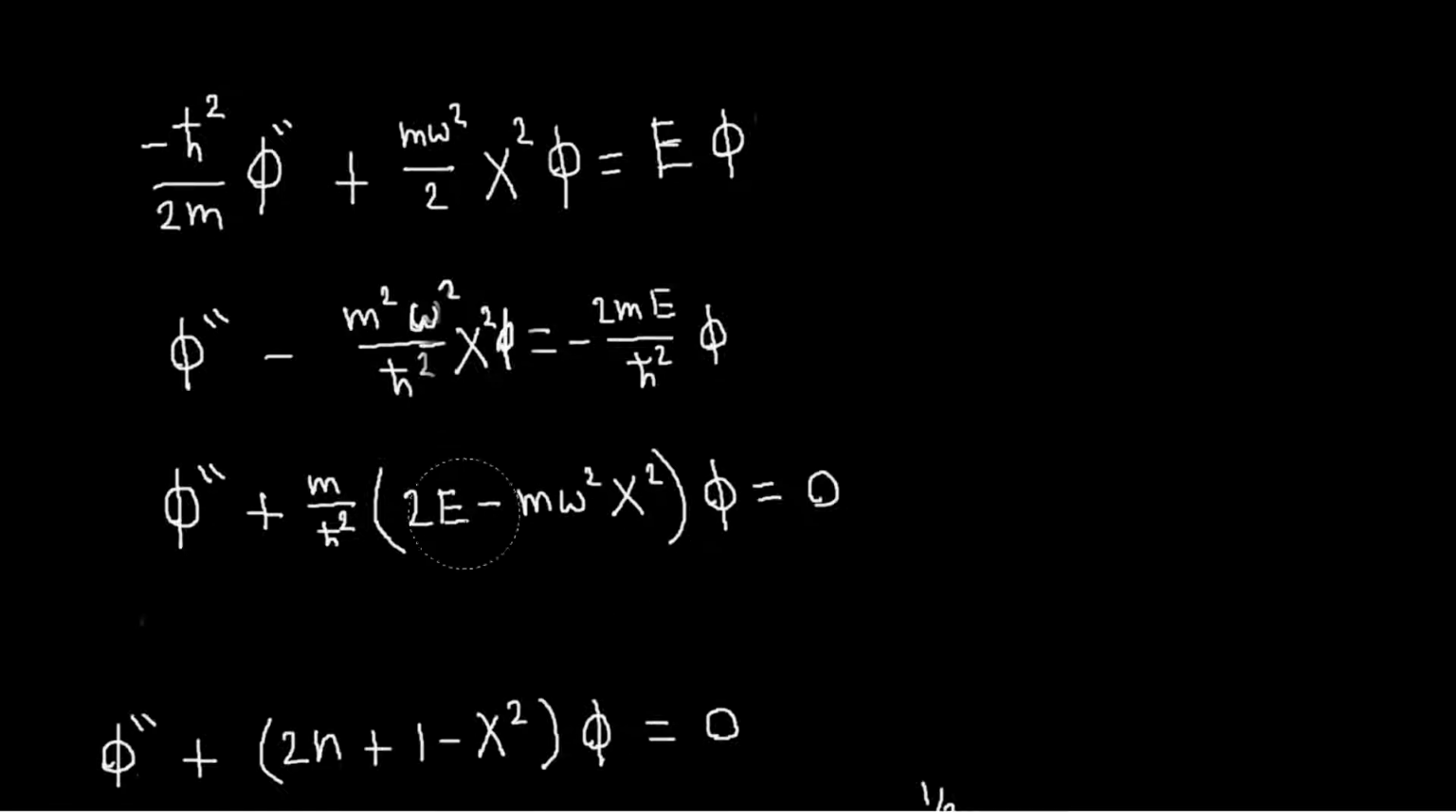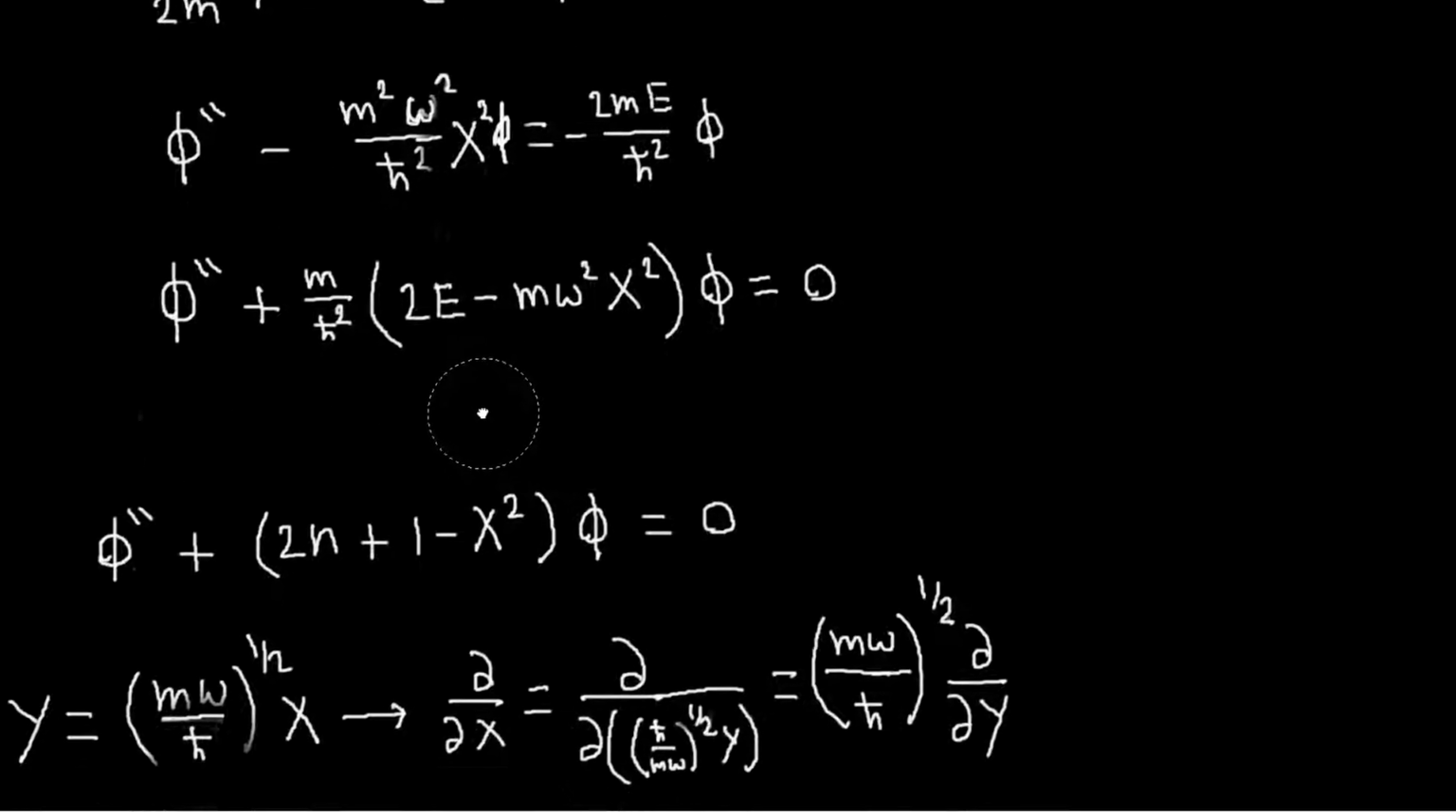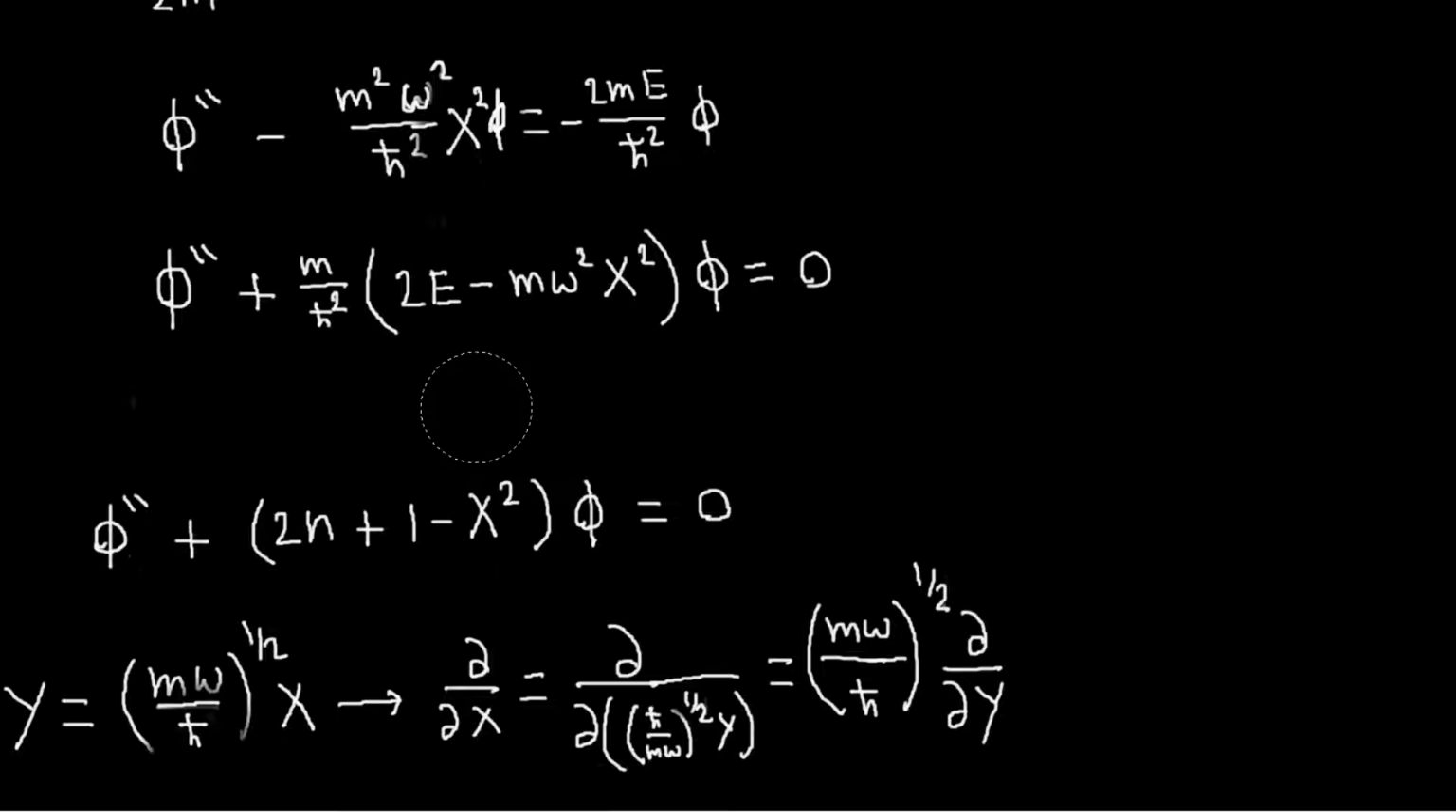And obviously some math nerds already figured out how to do that. It's not too bad to do. All we have to do is introduce a new variable called y, which is just the square root of m omega over h bar times x. And then because we have this second derivative term with respect to x, we want to rewrite that in terms of a second derivative with respect to y, which is easy to do.